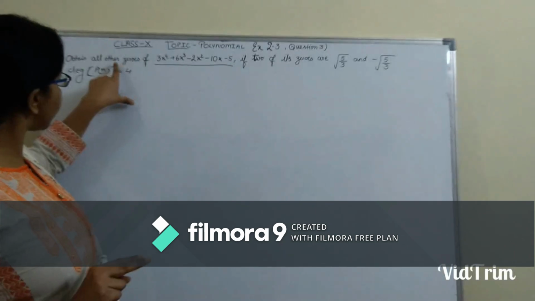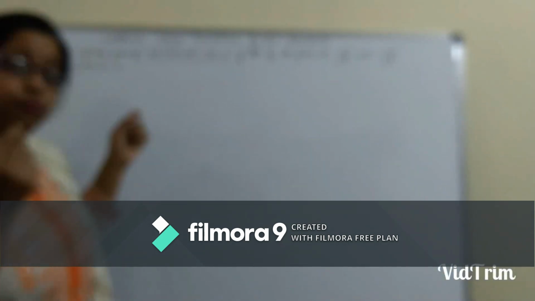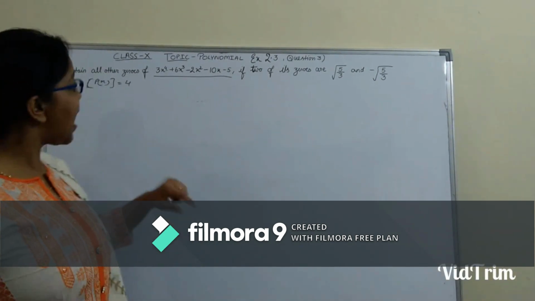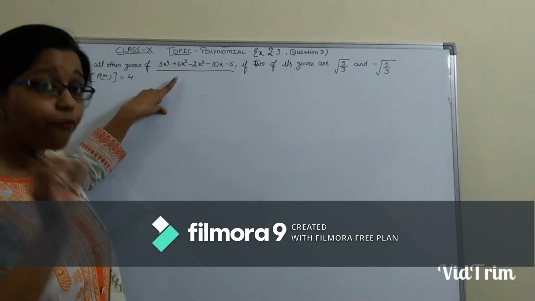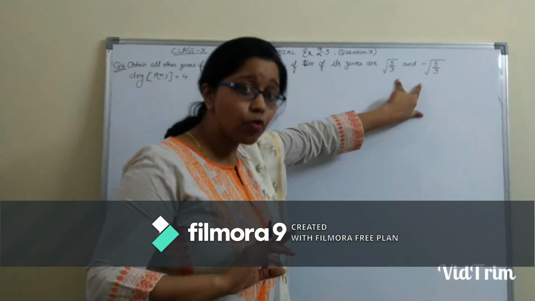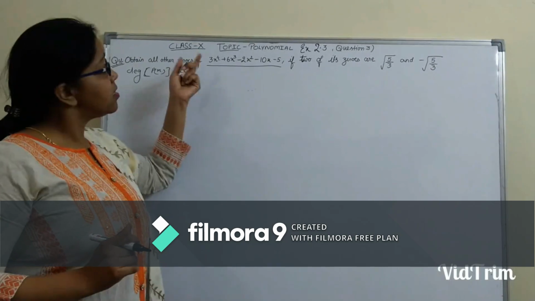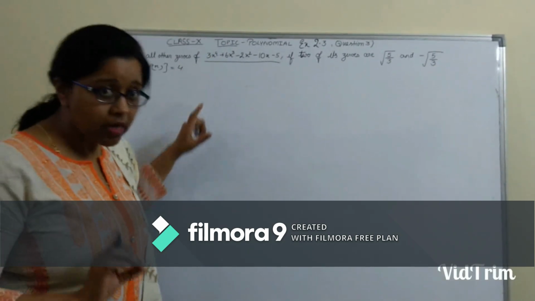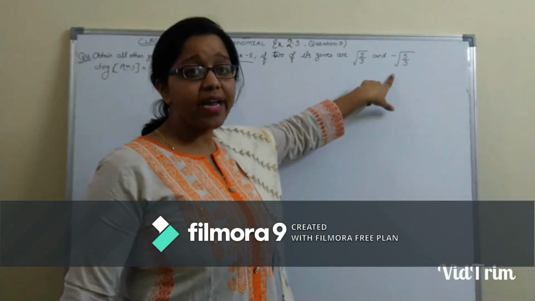It is not mentioned here, it is only written: obtain all other zeros. So we should know how many other zeros we have to find, and we come to know that from the degree of this polynomial, that is 4. Again I am repeating, we are given 2 zeros, so we will find the other 2 zeros, because the degree of this polynomial is 4. Hope I am clear.